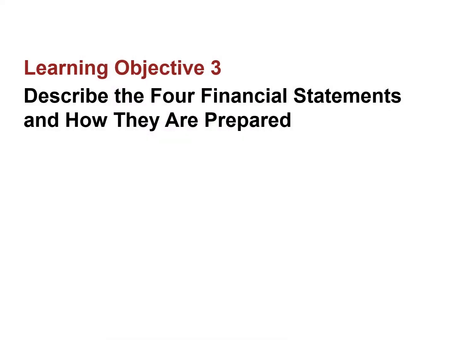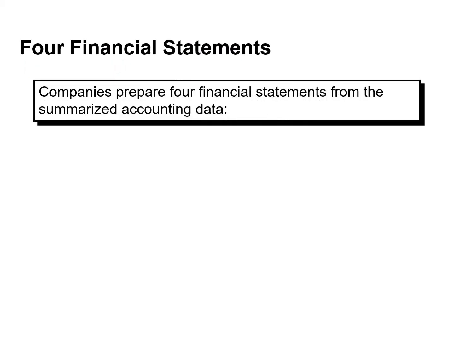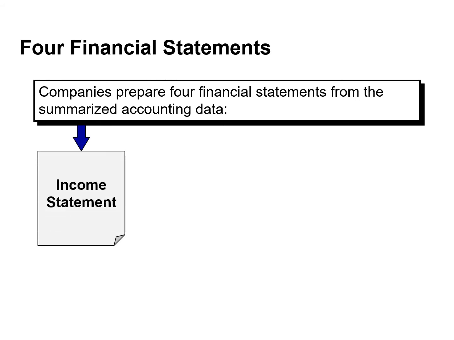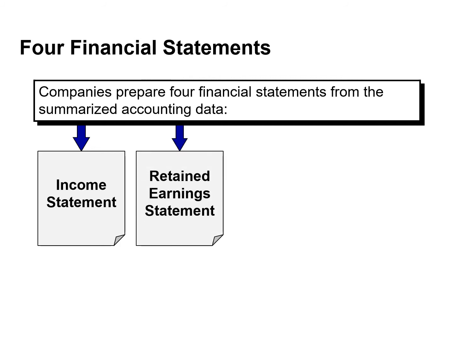This learning objective will describe the 4 financial statements as well as how they are prepared. The 4 financial statements are as follows. We have the income statement, which reports revenue, expenses, and net income or loss. It tells us how well a company performed during a period of time. The next financial statement is the retained earnings statement, and this statement tells us how much of income was distributed to owners in the form of dividends and how much was retained in the business for future growth.